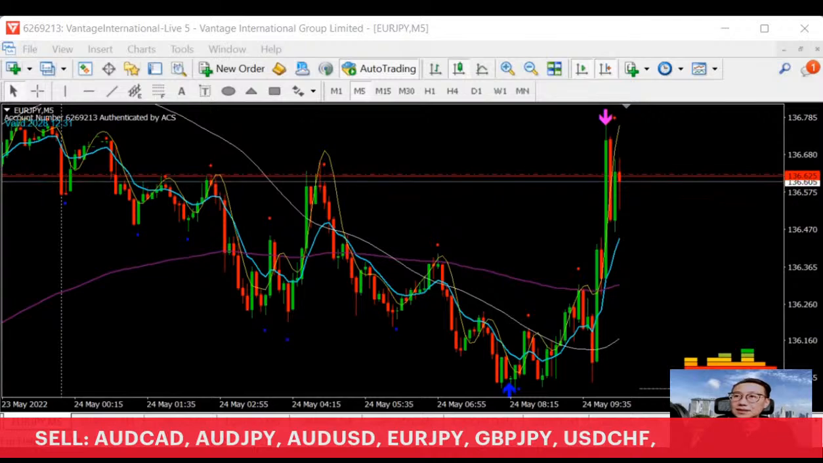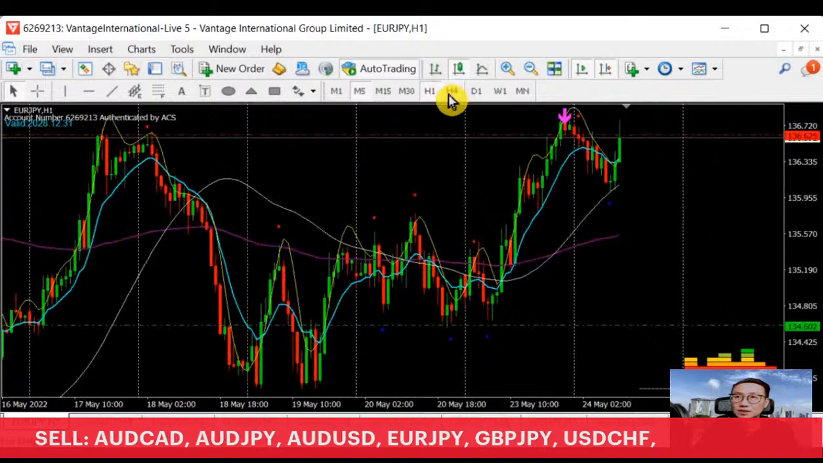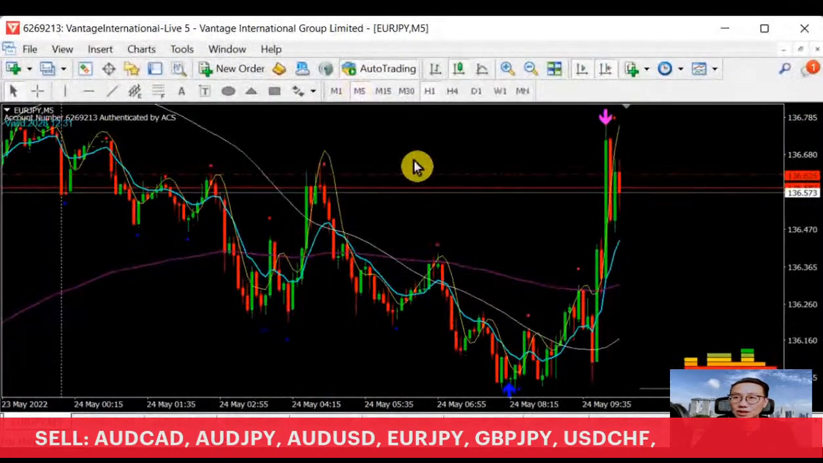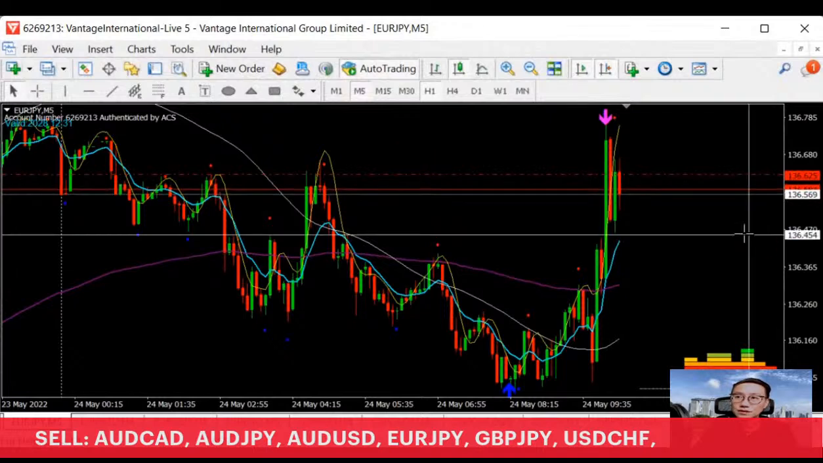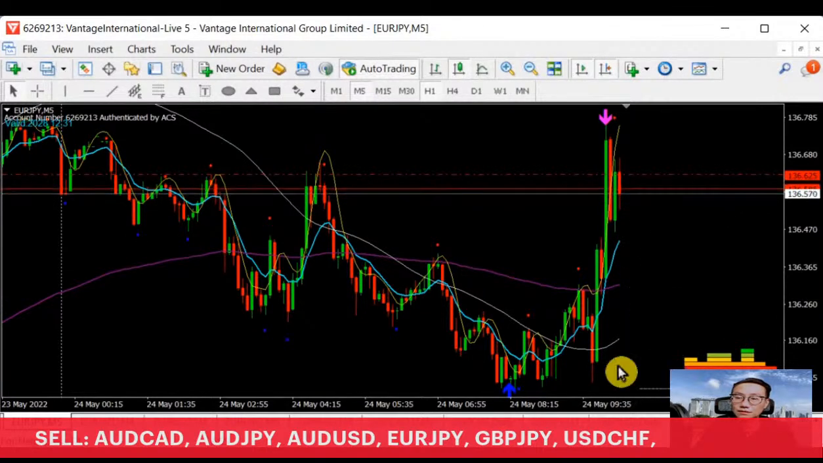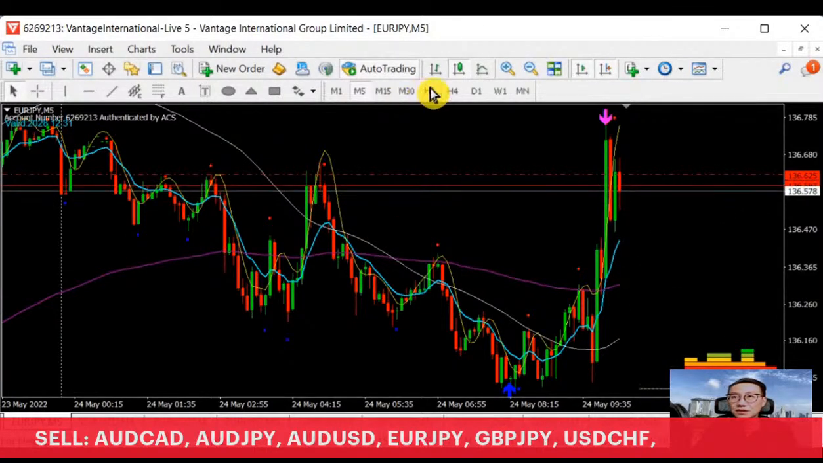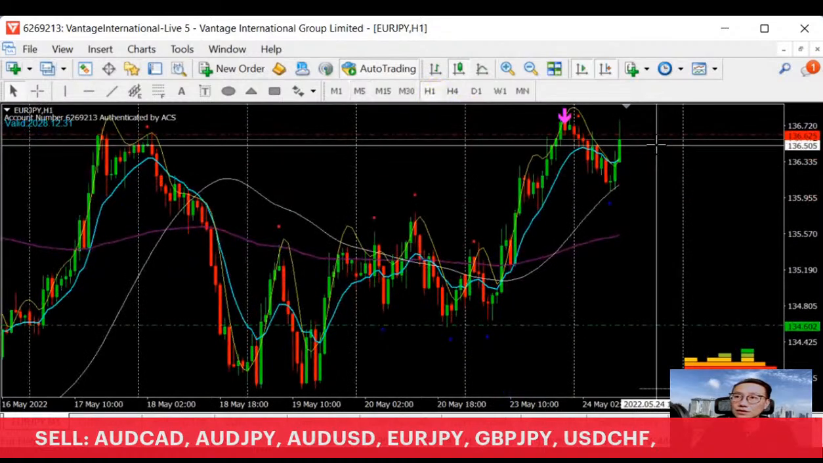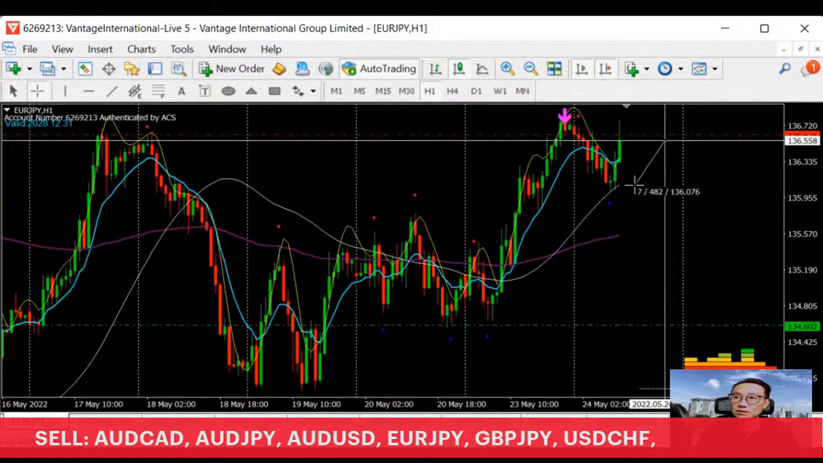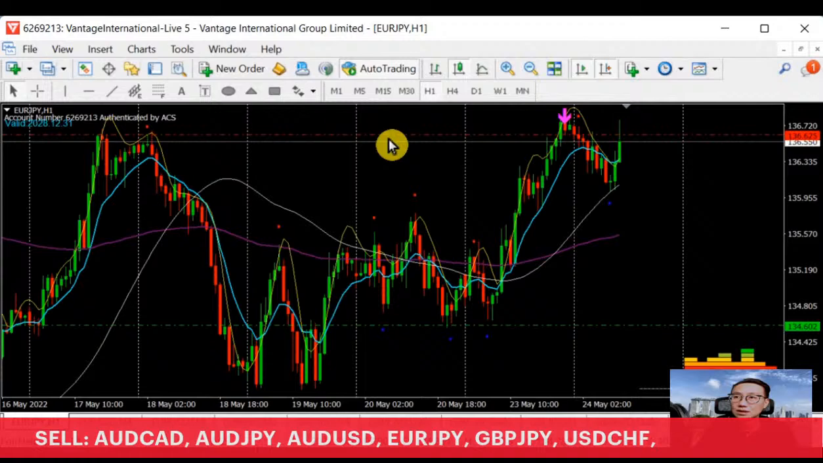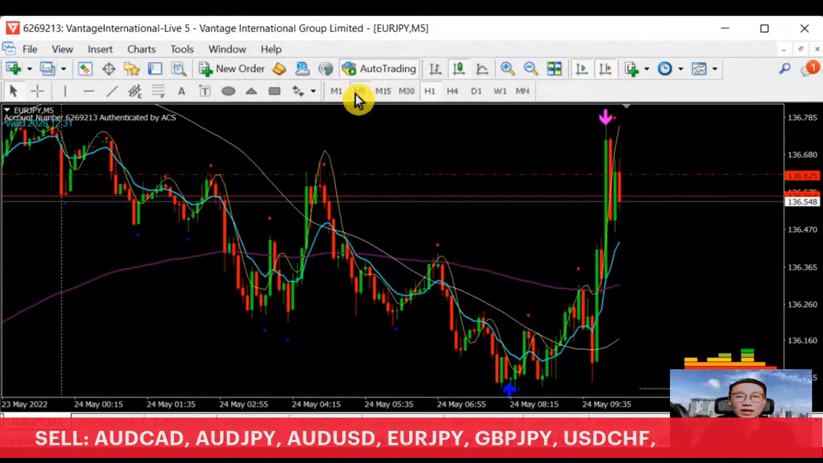Let's take a look. Any H1 RD? No, not yet, maybe perhaps the next hour. For Euro Yen, hang on first, although we may have a space of about 48 to 50 pips until the support here. So just hang on.